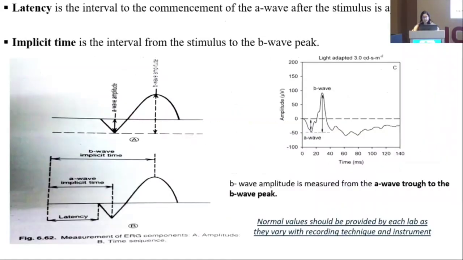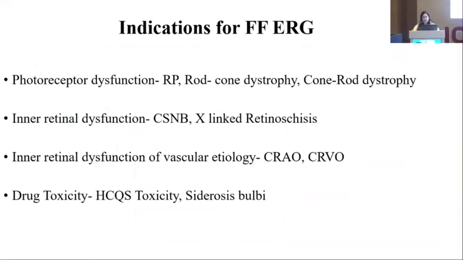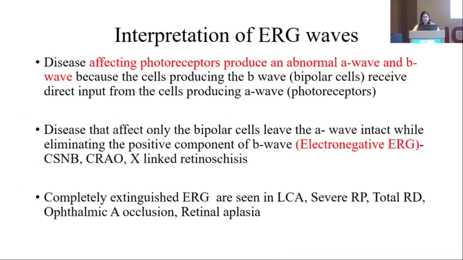Latency is the interval to the commencement of the A wave after the stimulus is applied, and implicit time is the interval from the stimulus to the peak. B wave amplitude is measured from the A wave trough to the B wave peak. Indications of ERG are photoreceptor dysfunctions like in retinitis pigmentosa, inner retinal dysfunctions as in CSNB, inner retinal dysfunction with vascular etiology like in CRAO, and drug toxicity like in HCQS.